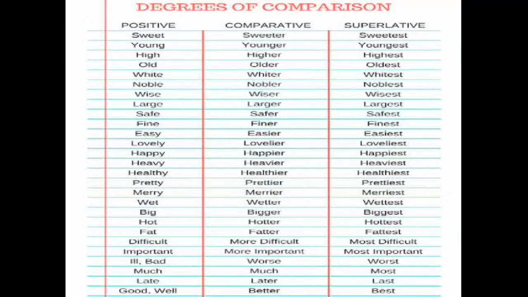Mostly the comparative degree ends with the letters er. Mostly the superlative degree ends with the letters est. Some of the comparative degree and superlative degree words do not end in er and est. Difficult. To make comparative, you have to add more before the positive degree word difficult. To make superlative, you have to add most before the positive degree word difficult. Now you have to read this chart of the words of degrees of comparison in a few seconds.